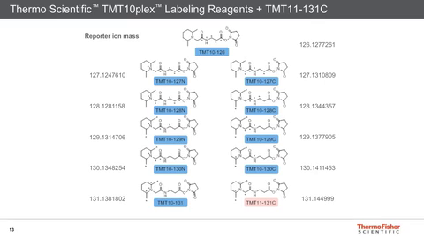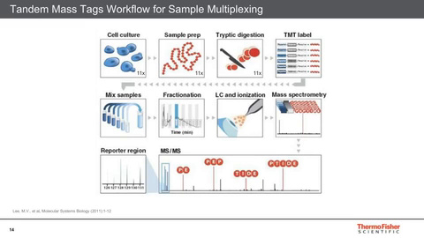Shown here is the complete set of TMT reagents, which includes a fully isobaric 10-plex set of reagents and the newly released TMT11plex, which can be used to extend the sample multiplexing up to an 11-plex. As you can see from the reporter ion masses, there are very small differences in weight that can be measured only by using high-resolution mass spectrometry.